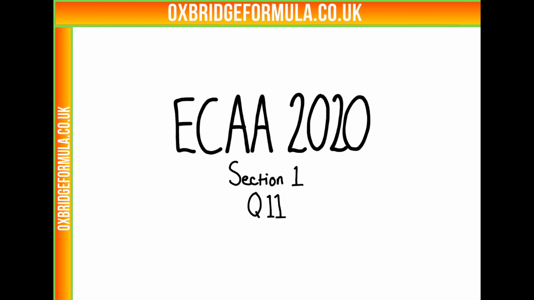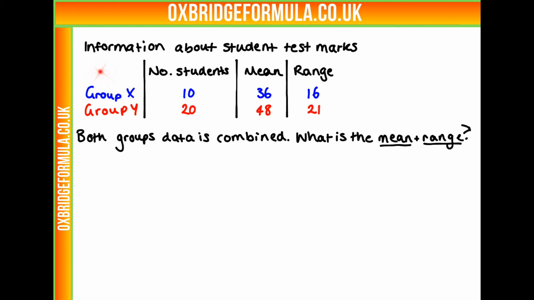In this video, looking at ECAA 2020, Section 1, Question 11. So we're given some information about different test marks for two groups of students, X and Y. And we're asked that when both groups' data is combined, what is the overall mean and range? So let's start with trying to work out what the mean is.